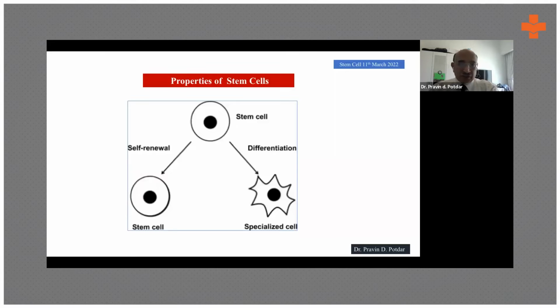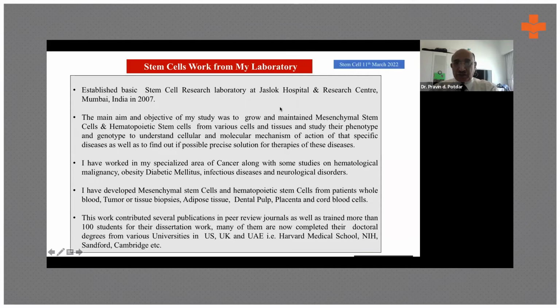I have done extensive work in this, and established a basic stem cell research laboratory at Jaslok Hospital. The main aim and objective of my study was to grow and maintain mesenchymal stem cells and hematopoietic stem cells from various cells and tissues, and study their phenotype and genotype to understand the cellular and molecular mechanism of action of specific diseases, as well as to find, if possible, precise solutions for therapies of these diseases.